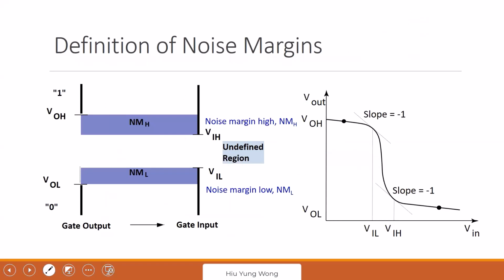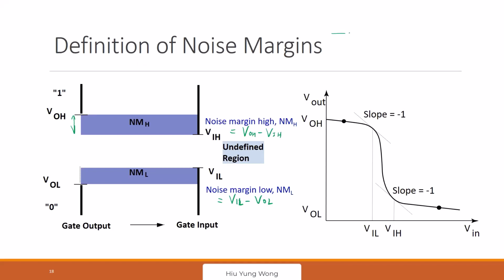But why are they important? That is here. You see that VOH is always larger than VIH, right? So the distance between VOH and VIH is called the noise margin high, which is equal to VOH minus VIH. And then we also have another noise margin called noise margin low, NML, which is equal to VIL minus VOL. But why is this important? Why do I want to define this noise margin?